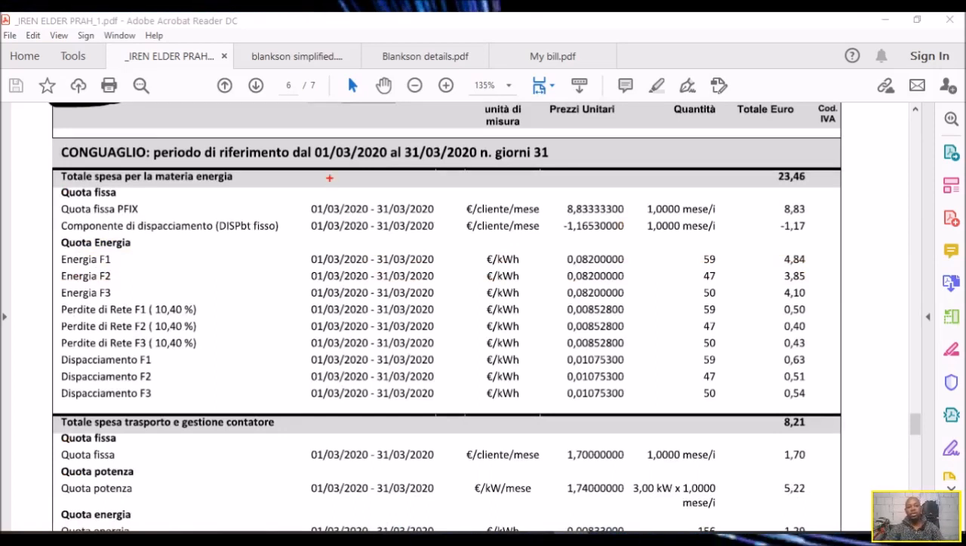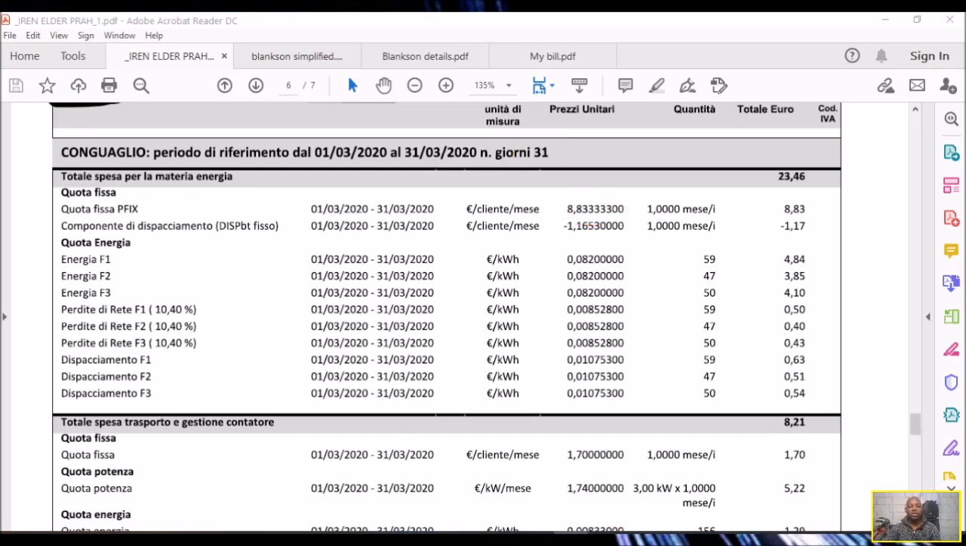Here you can see that in the month of March, which has a total of 31 days, quota fissa, just like I said before, is something that especially the Mercato Libero companies are the ones who decide the price. So for instance, this company's quota fissa is 8 euros and 83 cents, as compared to the bill I read before, which was 4 euros 40 something cents. This company's quota fissa is 8 euros 88, which is actually a bit high.